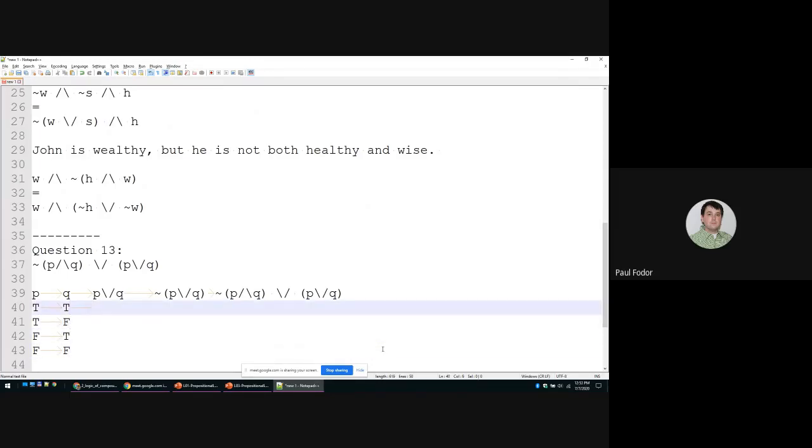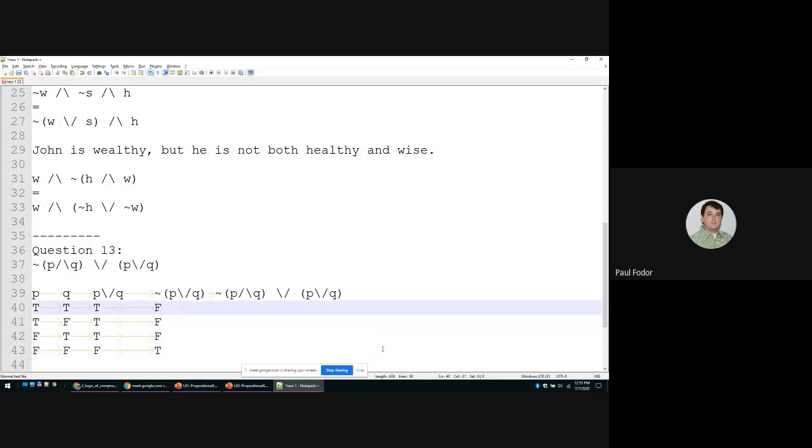And then we have the disjunction: true or true is true, true or false is true, false or true is true, and false or false is false. And we have the negation of that, which is: negation of true is false, negation of true is false, negation of true is false, and negation of false is true.